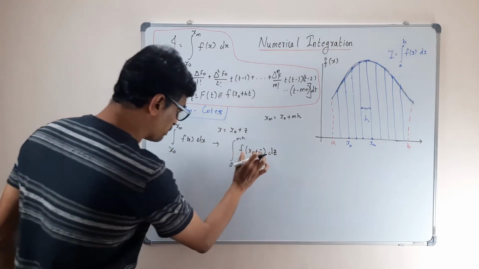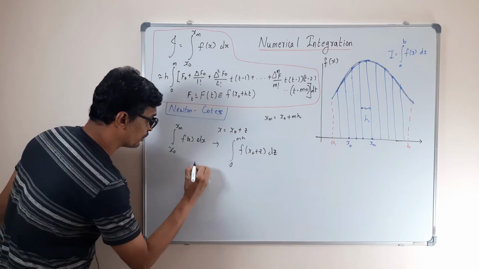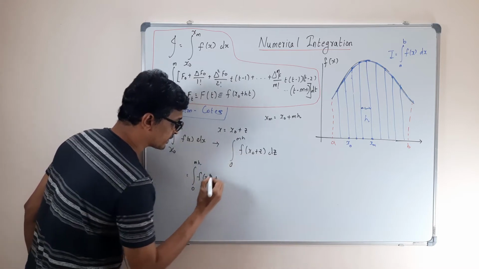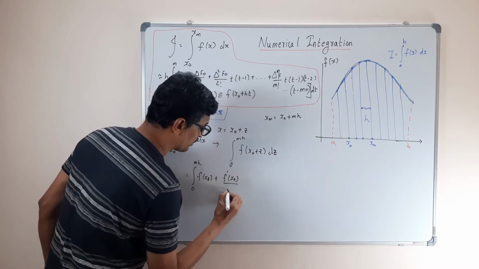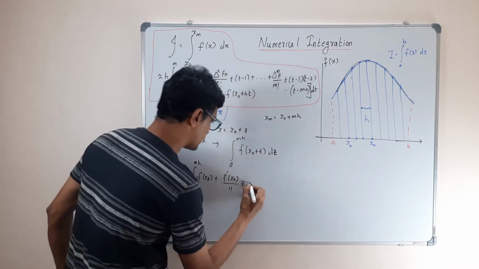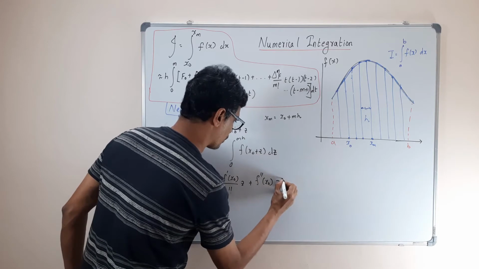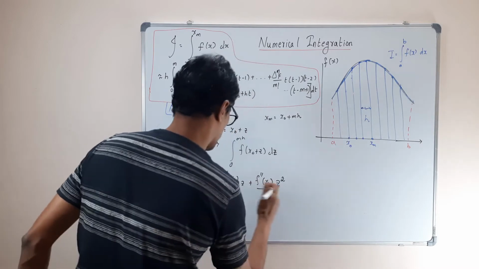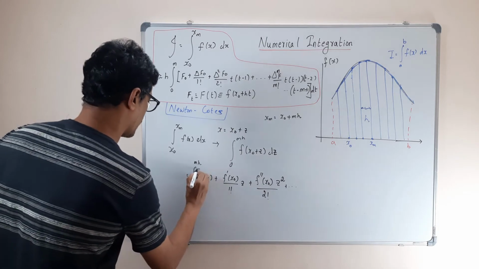So now let us expand this in Taylor series. What we are going to get, from 0 to mh, is f of x0 plus f prime of x0 divided by 1 factorial into z, plus f double prime of x0 into z square divided by 2 factorial, plus it goes on. So it's an infinite series. So this is what I have done.